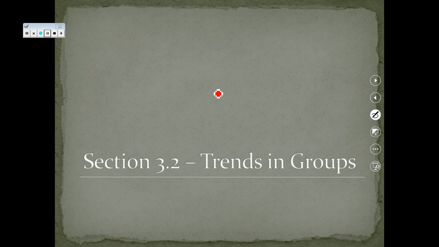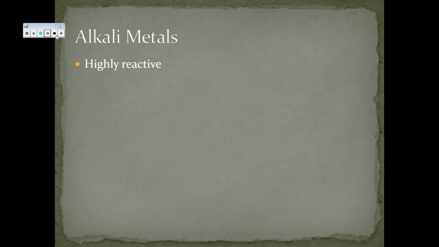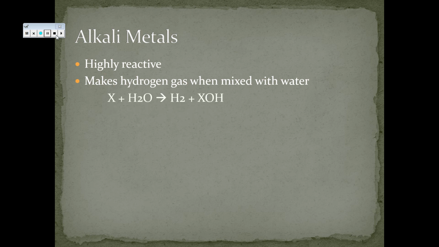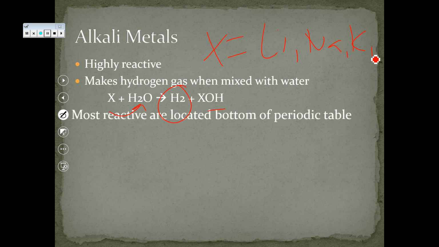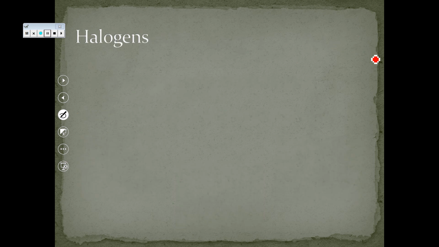Section 3.2, trends in groups. Let's go ahead and do the alkali metals now. The alkali metals are highly reactive. They make hydrogen gas when they are mixed with water. X stands for the alkali metal. When you put it in with water, it makes H2 gas and a hydroxide. X again stands for lithium, sodium, potassium, any of the alkali metals. The most reactive are located at the bottom of the periodic table. Francium is the most reactive alkali metal, also the most reactive metal on the periodic table.